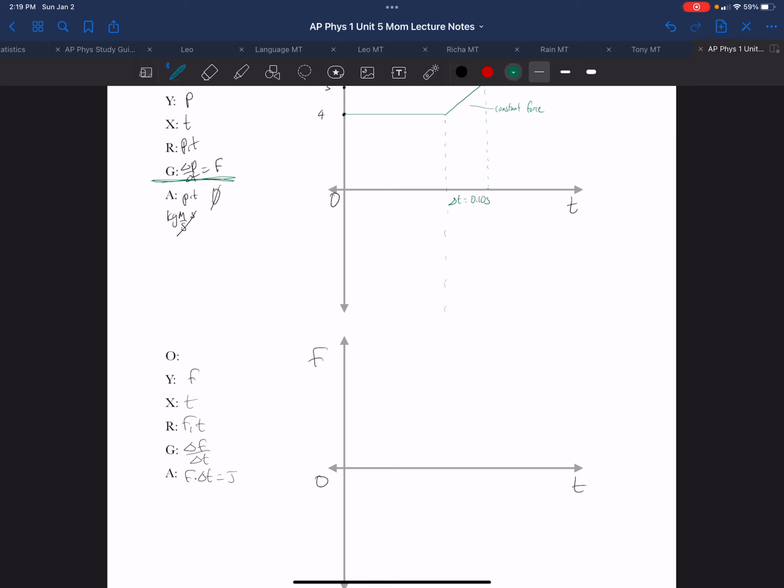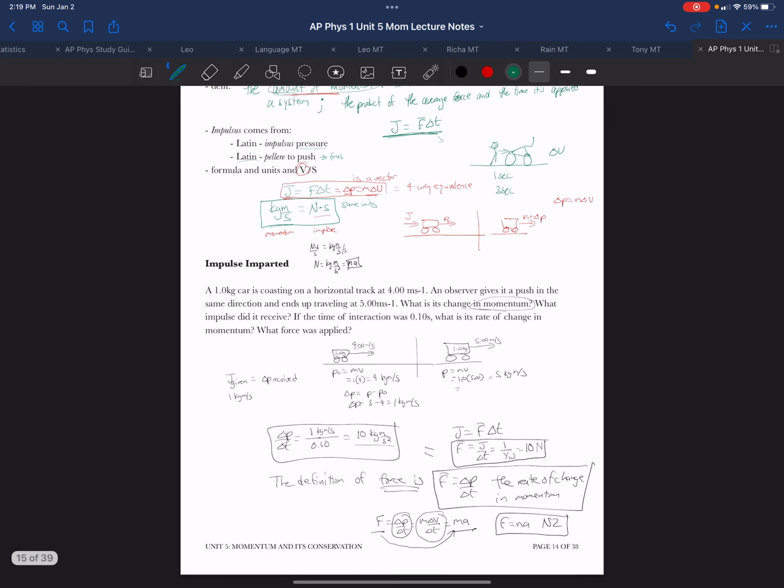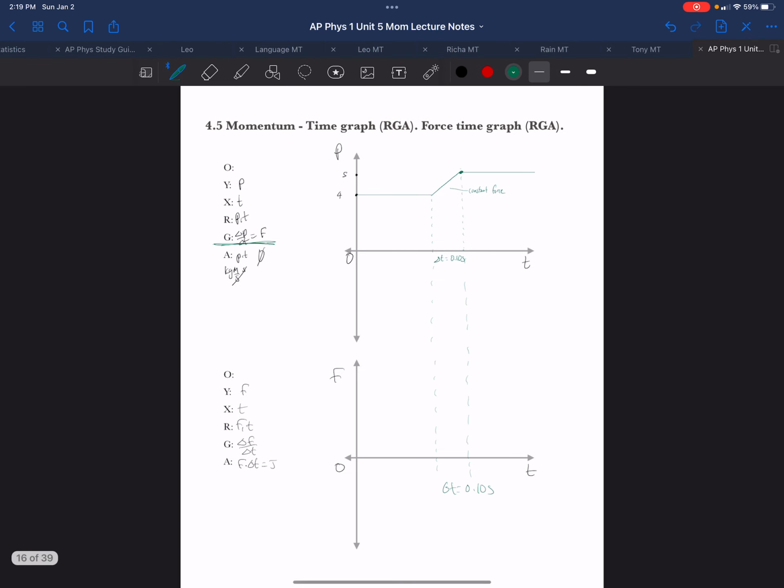So let's connect these two in time by drawing these two vertical lines representing a delta T of 0.10 seconds. Now we know the force was 10. We figured out the force was 10. And that 10 was applied during that 0.10 seconds. There was no force applied as it was moving along because there was no change in momentum. There was no change in momentum afterward. There was just a change in momentum during this interval of time.